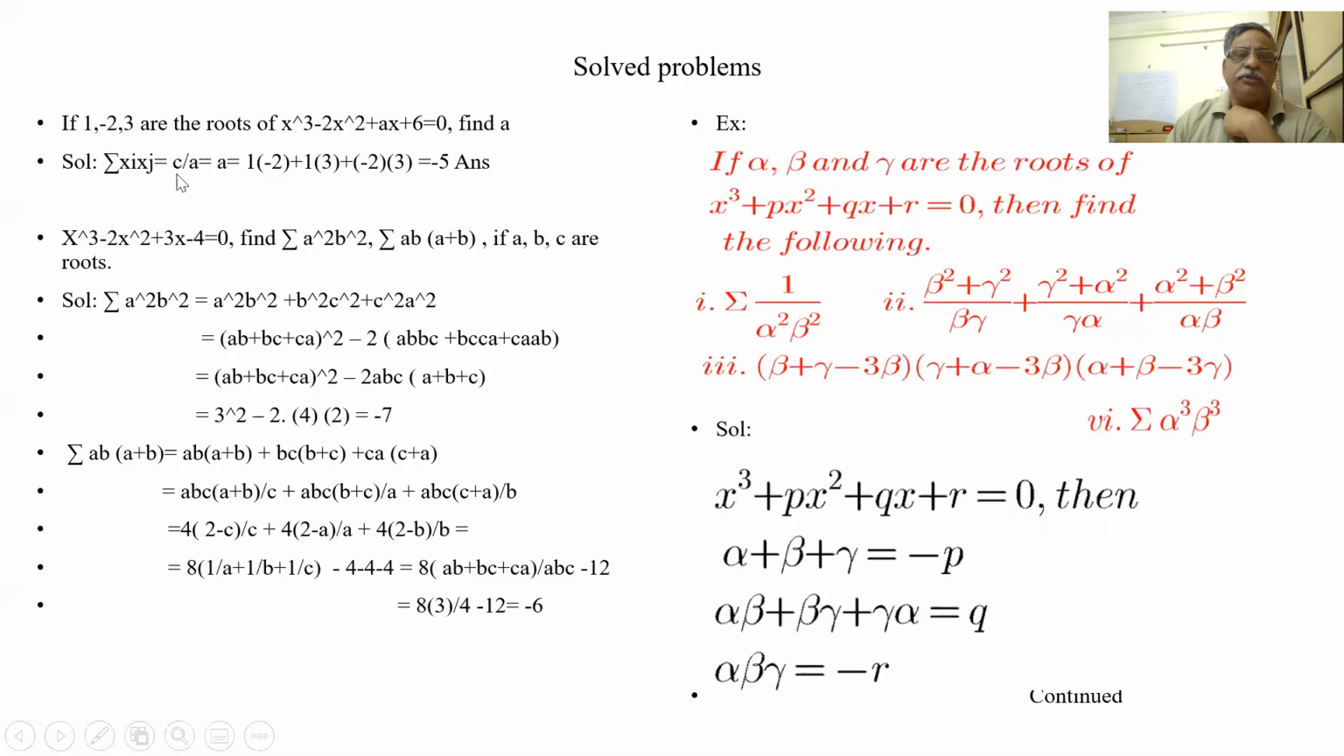So I am taking two together. Two together is equal to minus B by A plus C by A. C by A is A itself. So what is the two products? 1 into minus 2 plus 1 into 3 plus minus 2 into 3. That is minus 5. C by A is equal to minus 5.